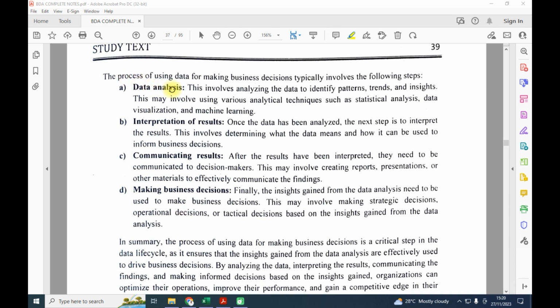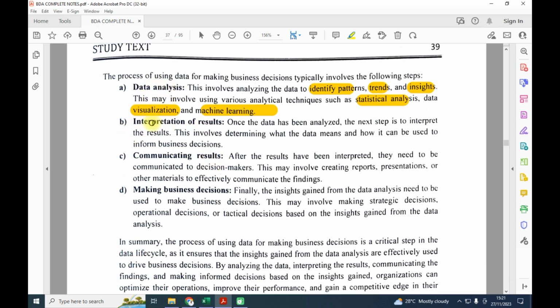The first one is data analysis. First we shall analyze the data. It involves analyzing the data to identify the patterns, the trends, and the insights. This may involve using various analytical techniques such as statistical analysis, data visualization, and machine learning. So when we use these, we can analyze data to get meaningful insights, patterns and trends, so that we can use them to make our decision.